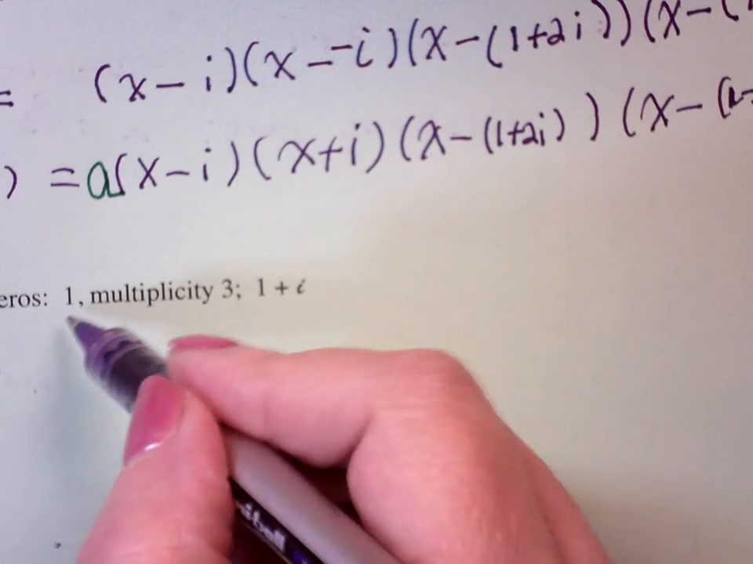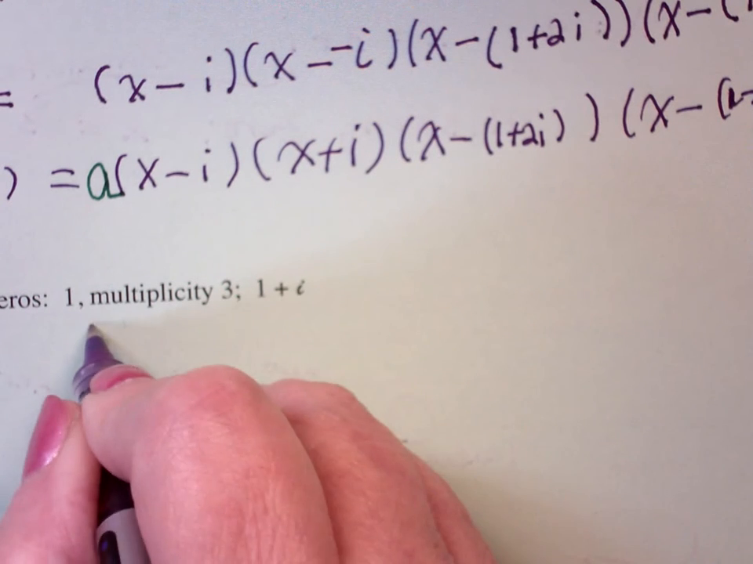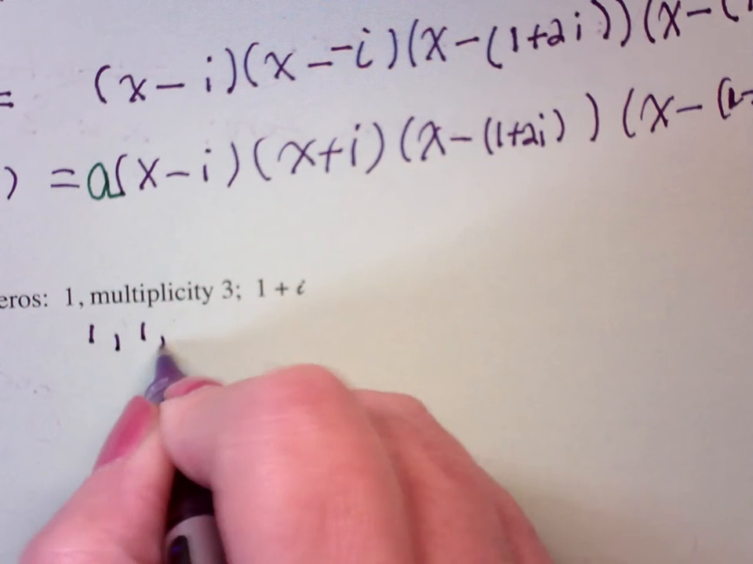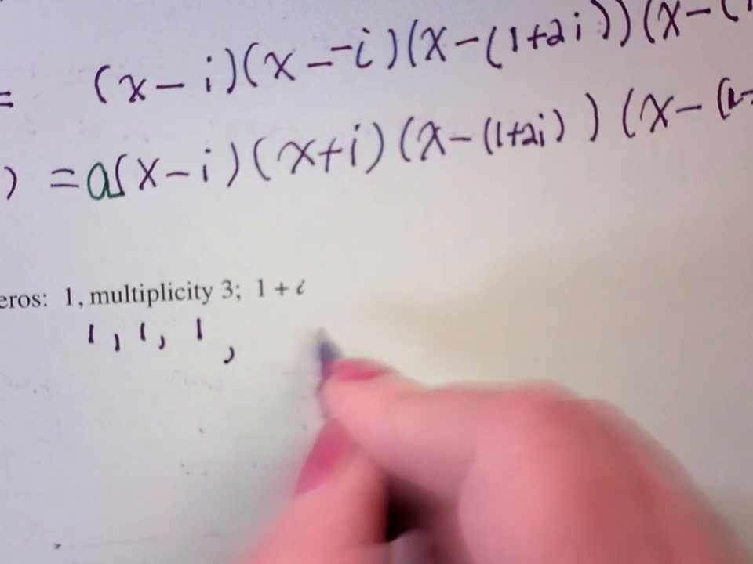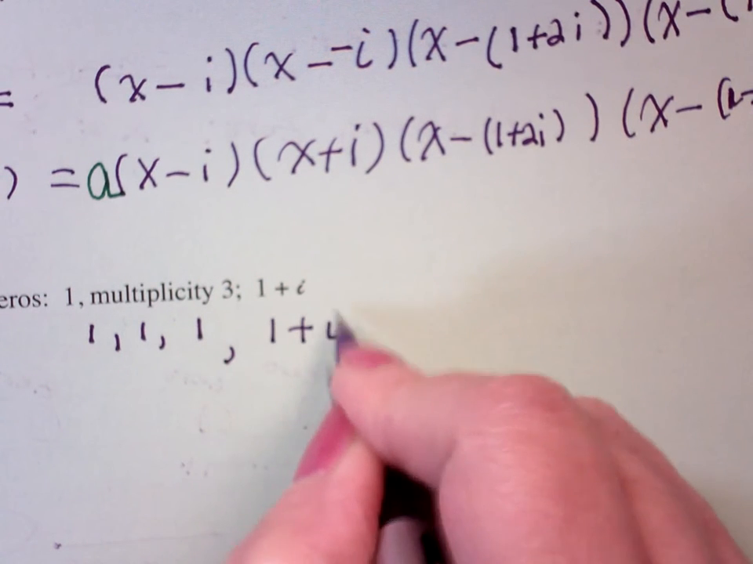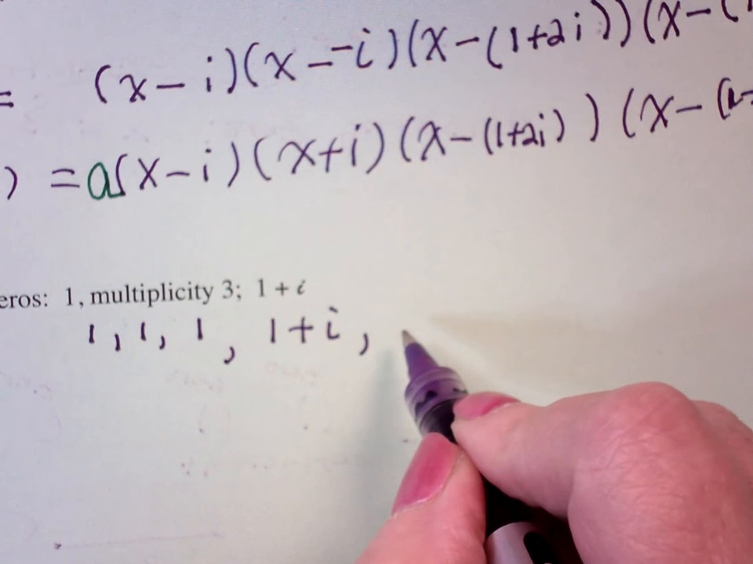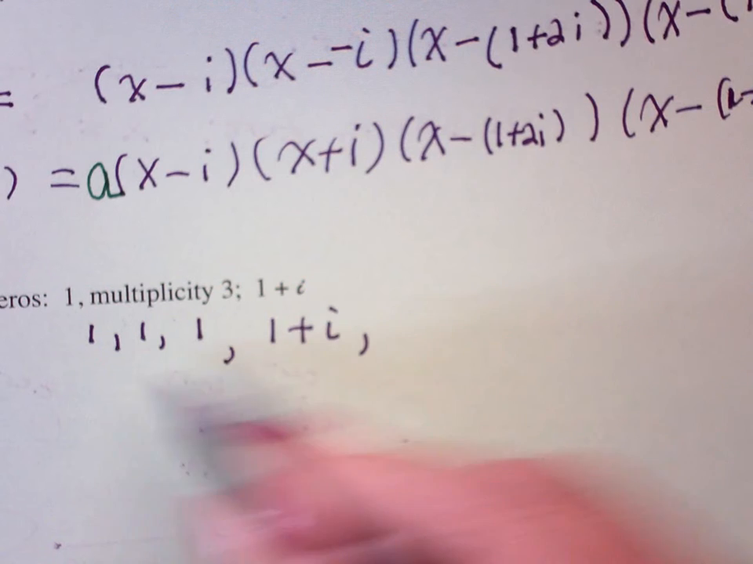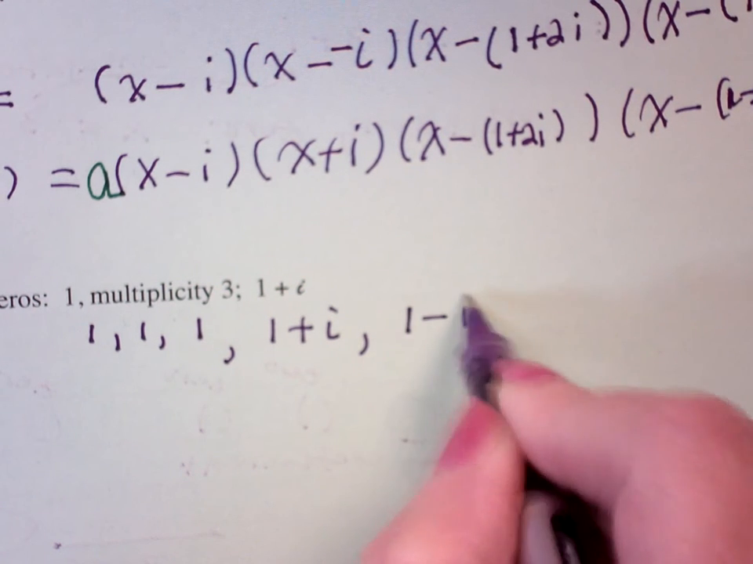Now, I have zeros of 1, which is multiplicity 3. That means multiplicity 3 means 1 is repeated 3 times. I have 1 plus i as a 0. And what's my missing 0? Because how many do I need? 5. I have 1, 2, 3, 4. What's the missing 1? 1 minus i, the conjugate.